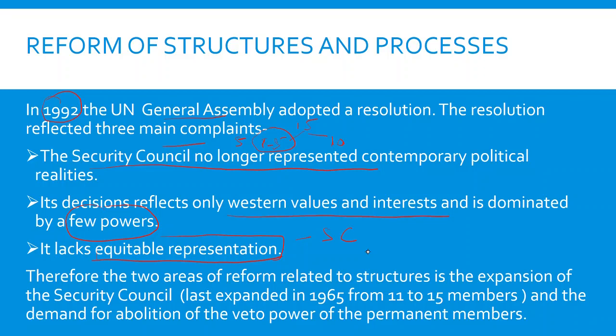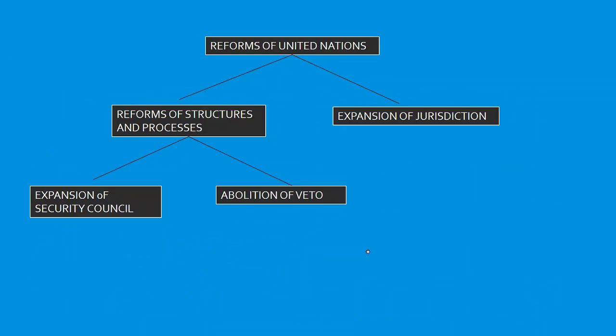The decision making does not reflect democracy at world level. This is the main problem that was raised. These problems were raised, and then reforms were asked suitably in the United Nations. Okay, so 2 areas of reforms are there, and these 2 areas of reforms are, first, the reforms of structures and processes. See, structures means that different organs of the United Nations, how they are formed.